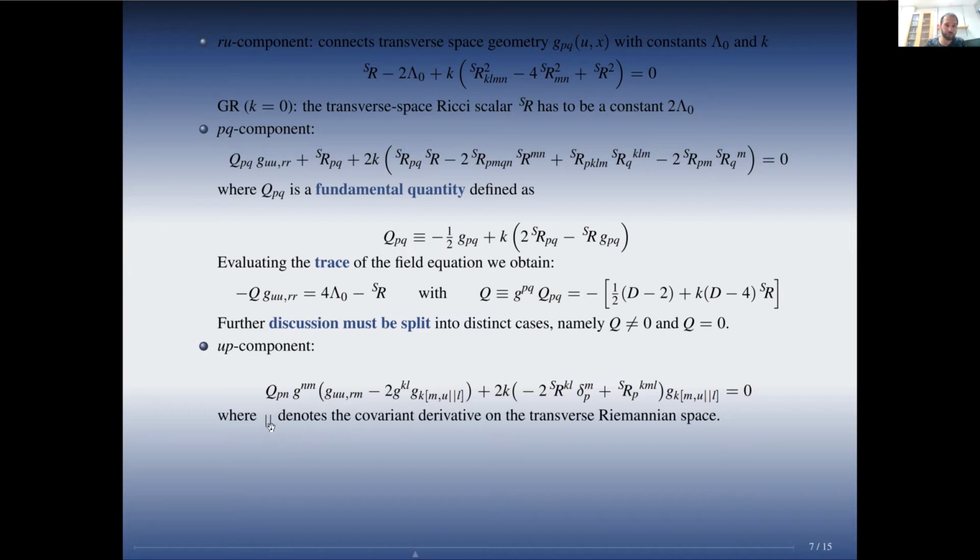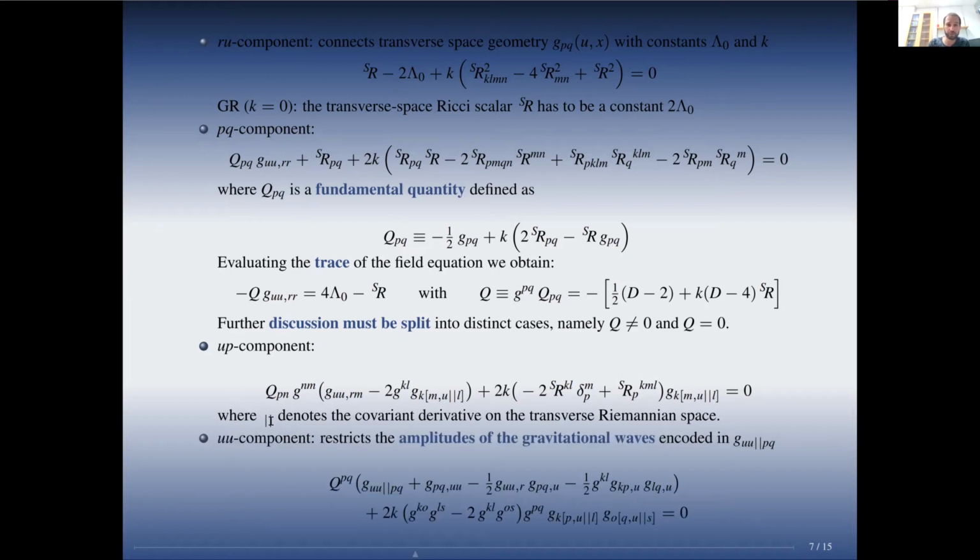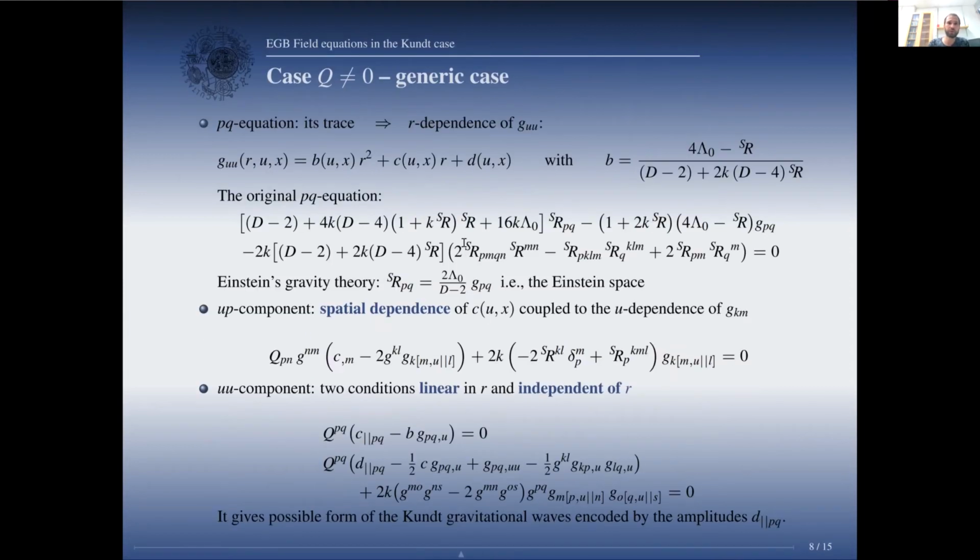Only notation, this symbol stands for the covariant derivative with respect to this transverse space metric, and this is the UU component of the field equations, and it restricts the spatial dependence of the g_u metric function. And again, we can see that these constraints are contracted with this UPQ quantity, which defines our subclasses. Okay, so we can start with the generic case.